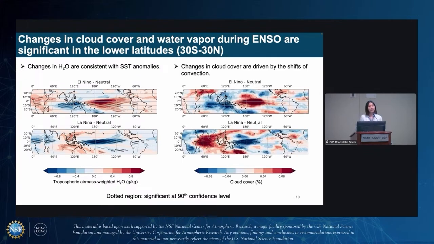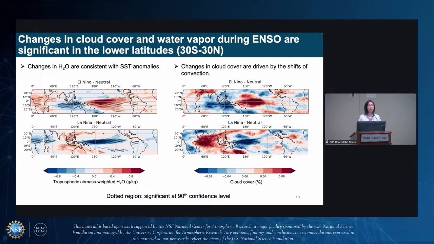And in addition to that, I'm also showing these changes in the cloud cover, both during El Nino and La Nina compared to the neutral conditions. And these changes are primarily driven by the shifts of the convection. For instance, during El Nino, the convection has been shifting towards the central and eastern Pacific. That's where you see the enhancement of the cloud cover over the same region. And the convection tends to compress over the tropical Pacific during the La Nina event.